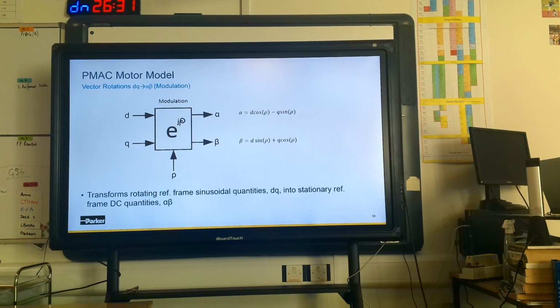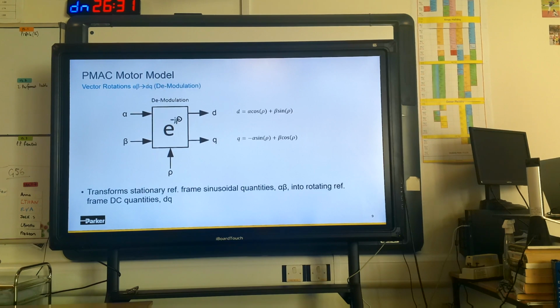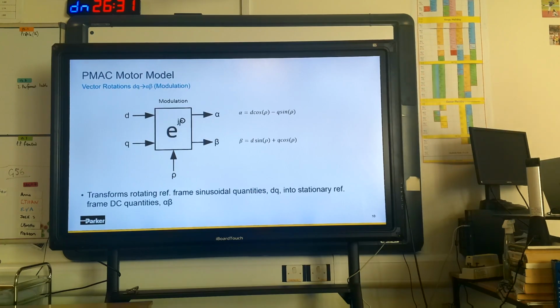One last thing to say about this, by the way. Because we're going from sinusoidal quantities to DC quantities, we sometimes just call that demodulation for obvious reasons. The opposite transformation goes from DC quantities like Id and Iq back to the sinusoidal quantities I alpha, I beta. For obvious reasons, we call that modulation. You'll be glad to know those are all the transforms you need to know to control a permanent magnet AC machine. So we got the hard bit over.